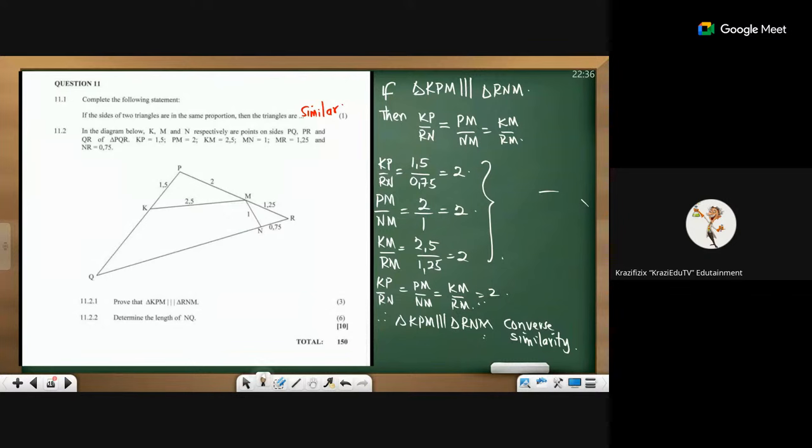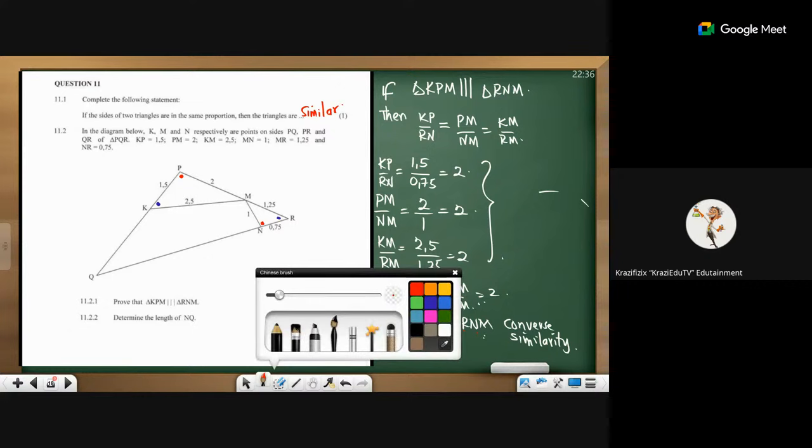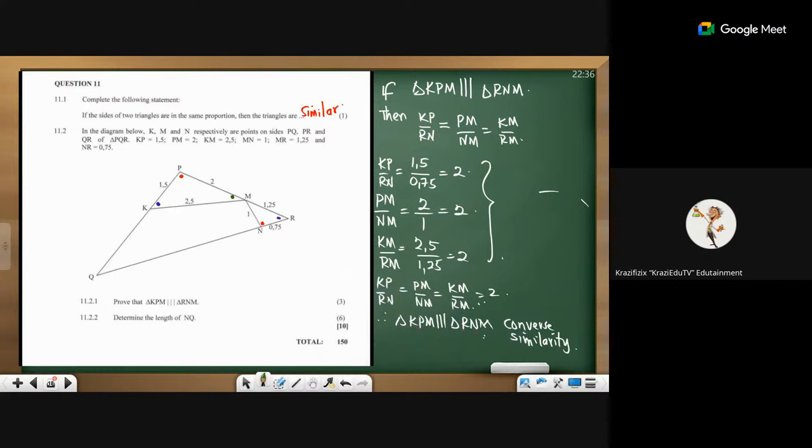let's check. The next thing I'm going to do quickly is make sure my angles are in place. In KPM, K must be equal to R, okay? I'm using color codes. You know what I'm doing, right? The first one equals the first, the second one equals the second. P must be equal to N, all right? And then M is common. The M in the first one must be equal to the M in the second one.